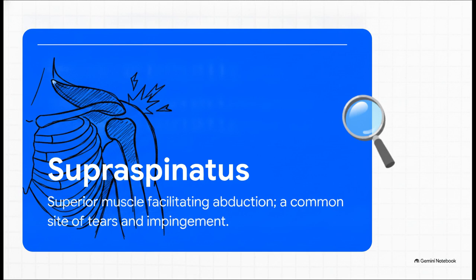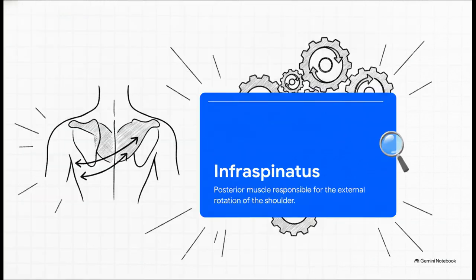Now, because it's crammed into that really tight space right under the acromion, it is arguably the most overworked and cramped muscle in the entire shoulder. And it's exactly why, when you're looking at operative reports, you are constantly going to see this as the most common site for tears and chronic impingement. Next, we move to the I. Shifting our perspective to the posterior, or the back of the shoulder blade, we find the infraspinatus. When this muscle contracts, it pulls the arm backward. You can think of it as the primary powerhouse responsible for the external rotation of the shoulder.